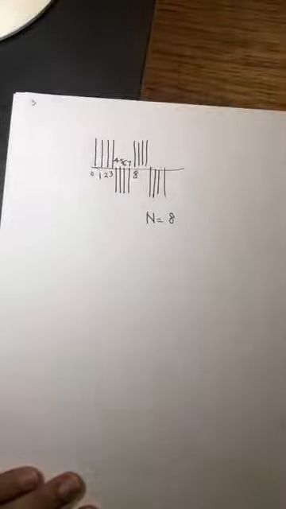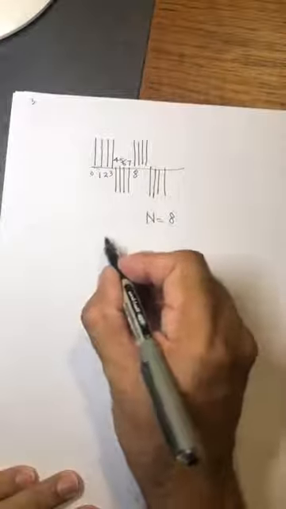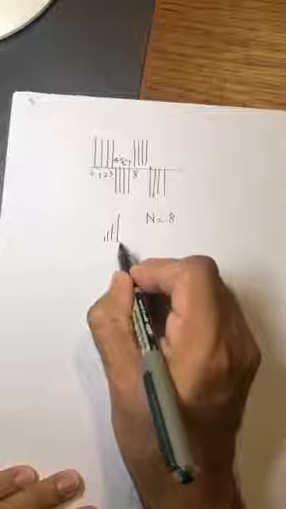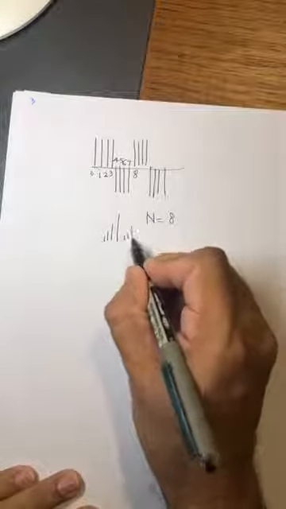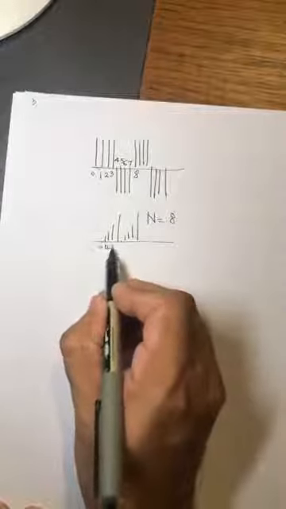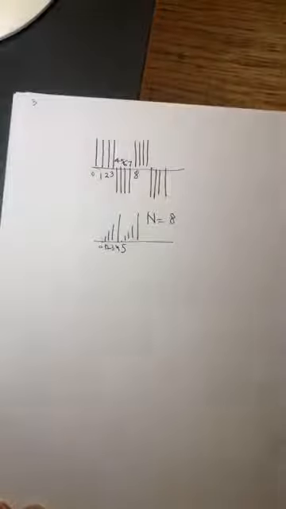So there could be anything. If it is repeating itself at N equal to 8, it is a periodic signal. Okay, it may be something like this. It could have any shape, but it has to repeat itself after N equal to some value.